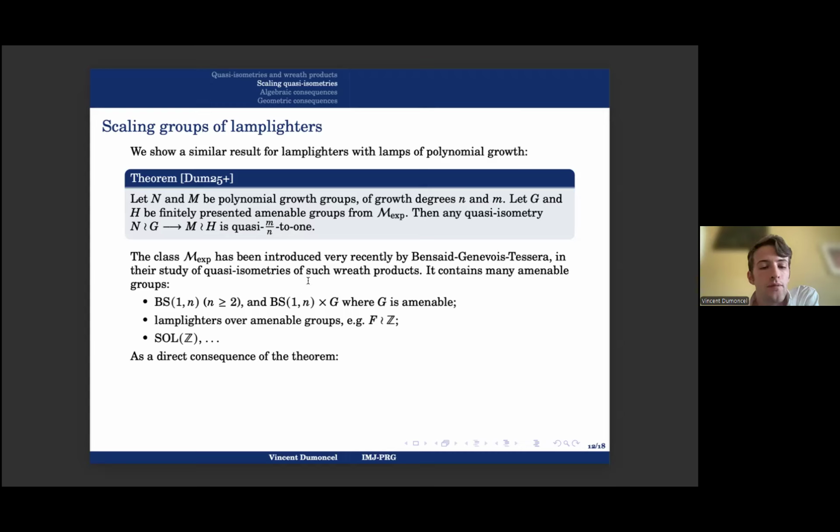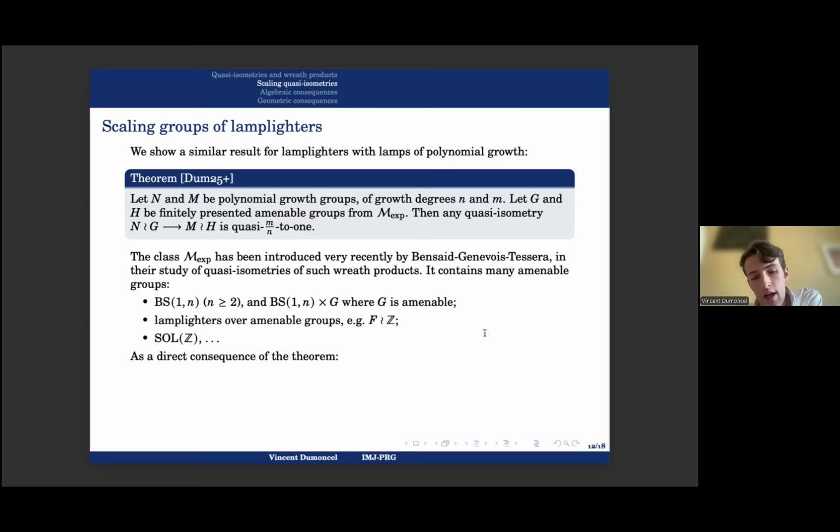For instance, they introduced it very recently with another collaborator, and they showed that all the solvable Baumslag-Solitar groups are in this class. You can also take direct products with amenable finitely presented groups, and you can apply the theorem to such groups. There are also Lamplighters over amenable groups, for instance, this wreath product. There are also Sol and other Sol-like groups, if you know the group Sol and its relatives. So it contains many finitely presented amenable groups.